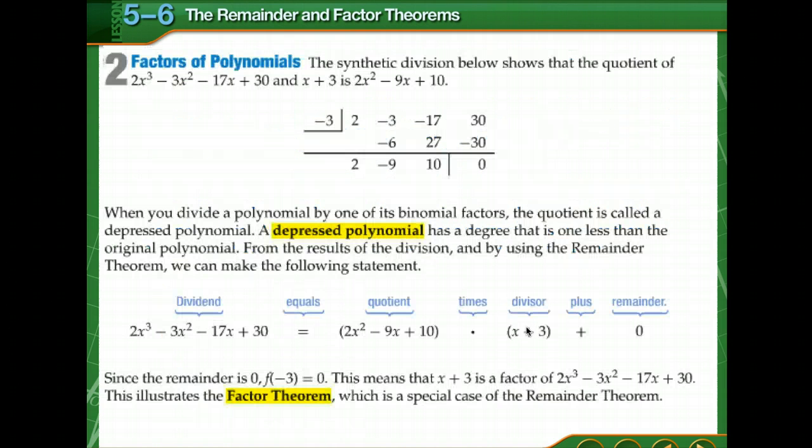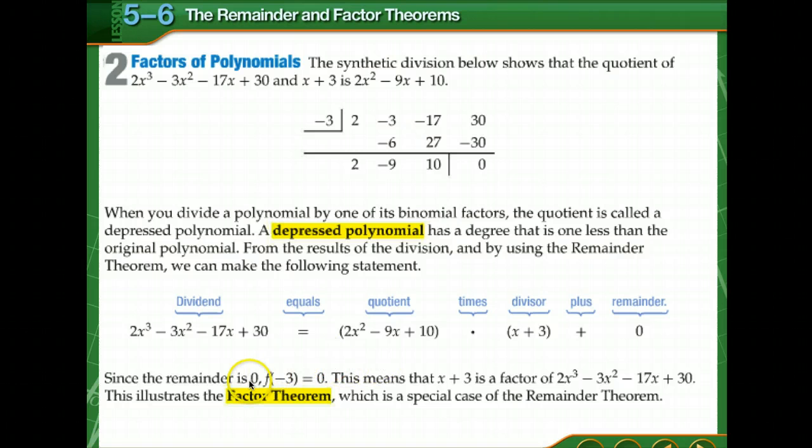Alrighty. Now we're going to look at factors of polynomials. So we're given a synthetic division, and it shows that the quotient of 2x cubed minus 3x squared minus 17x plus 30, and x plus 3, we're told it's 2x squared minus 9x plus 10. We learned how to do this when we studied synthetic division. And remember this, we depress the polynomial. We go down 1 to get that answer.